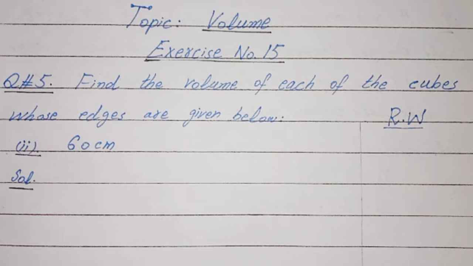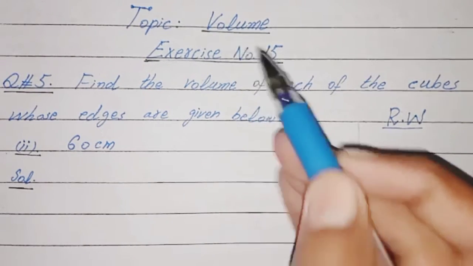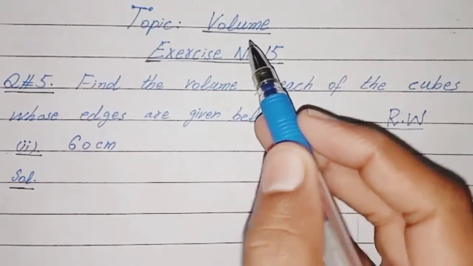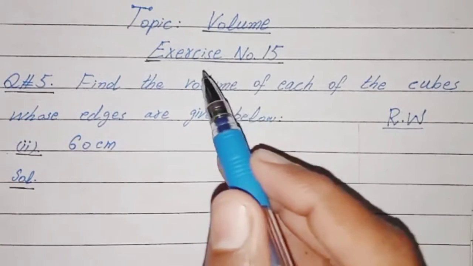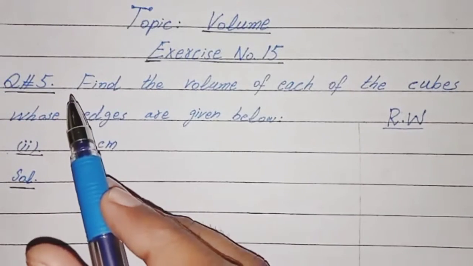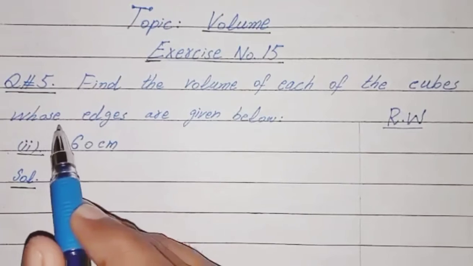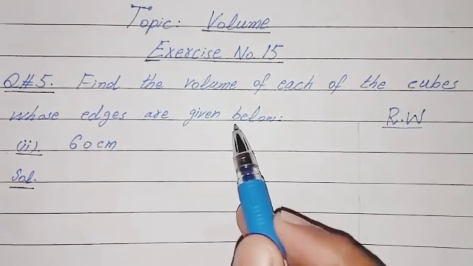The topic of our today's discussion is volume. We have already learned about volume. Today we will do question number 5 of exercise number 15. Question number 5 is written as: find the volume of each of the cubes whose edges are given below.